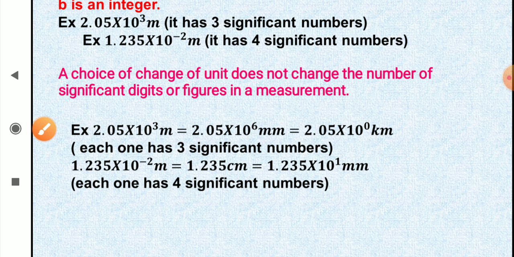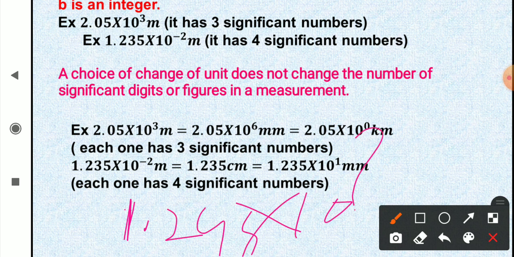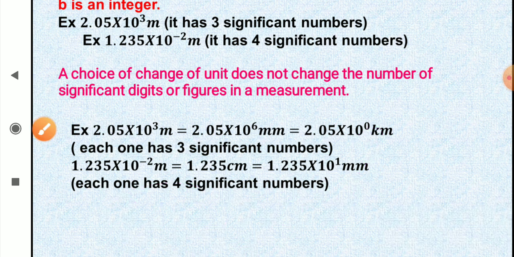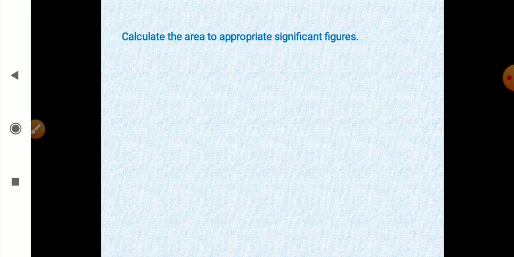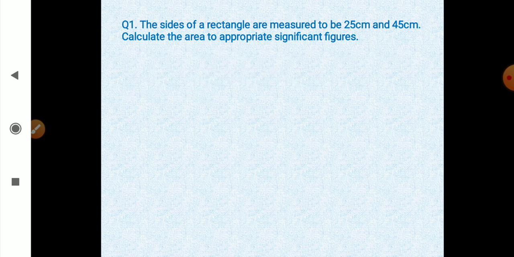So we must remember that while writing any number, the first a should be like 1.245 into 10 to the power whatever. Here the decimal place should be after the first digit. And we must report all the results in significant figures only. So let us look at some numerical problems here.